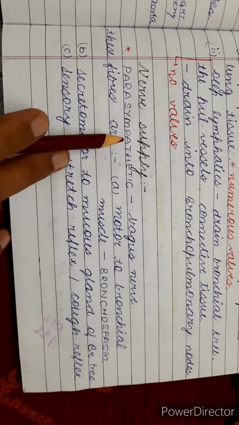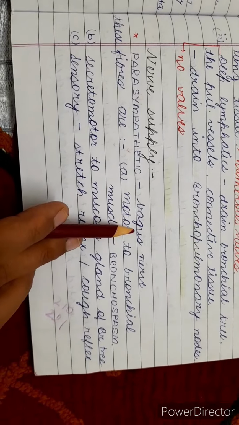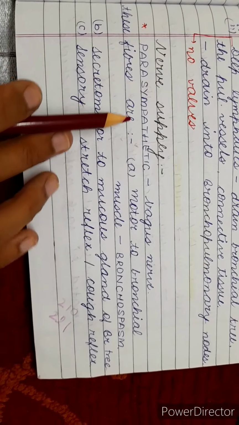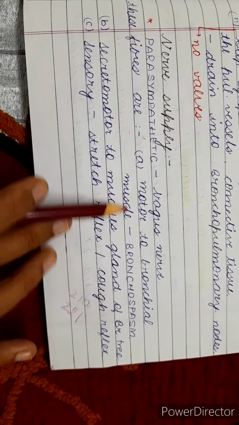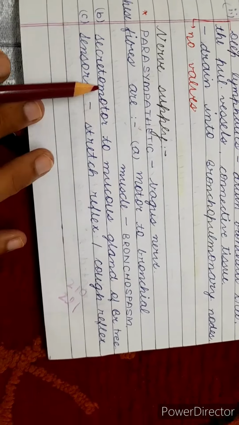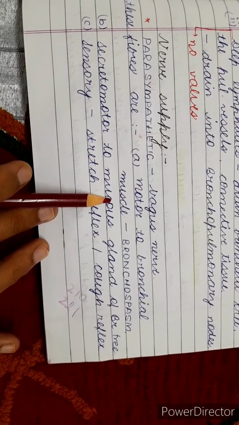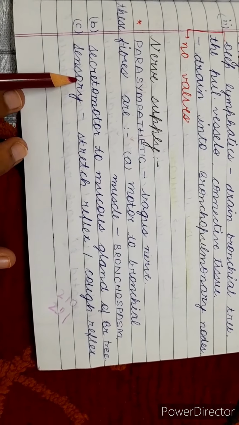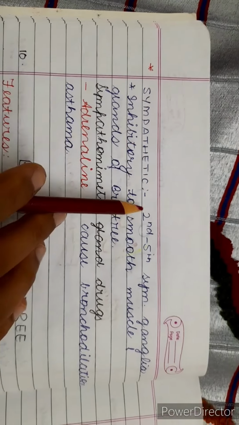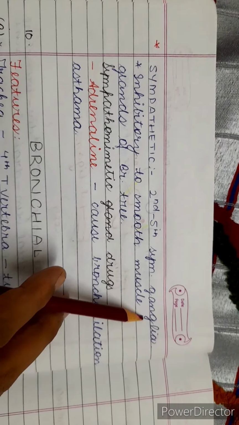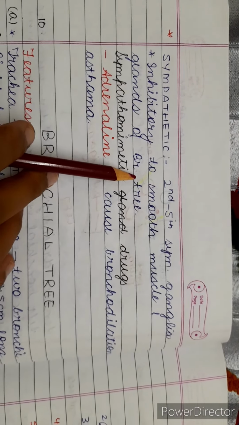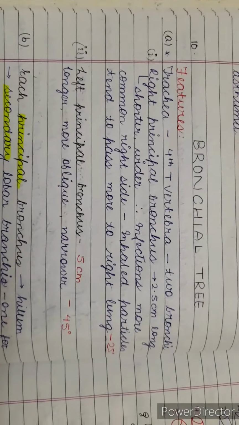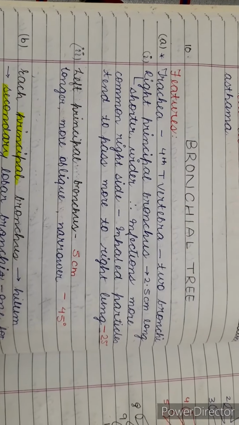About nerve supply, parasympathetic is through the vagus nerve, and these parasympathetic fibers are motor to the bronchial muscle which causes bronchospasm, secretomotor to the mucus gland of the bronchial tree, and sensory to the stretch reflex or cough reflex. Sympathetic is from the 2nd to 5th sympathetic ganglia, which are inhibitory to the smooth muscles and the glands of the bronchial tree.